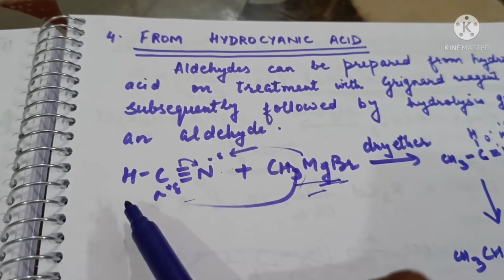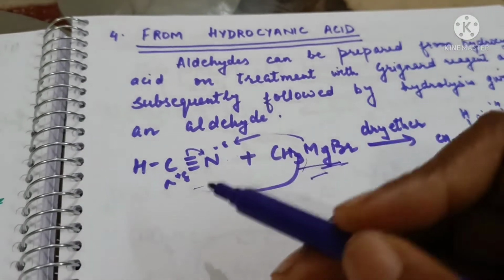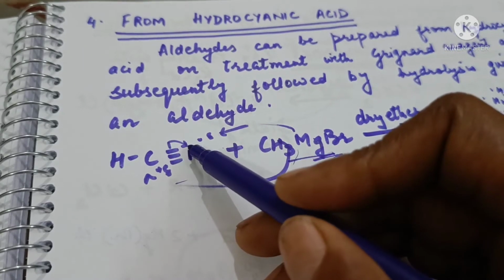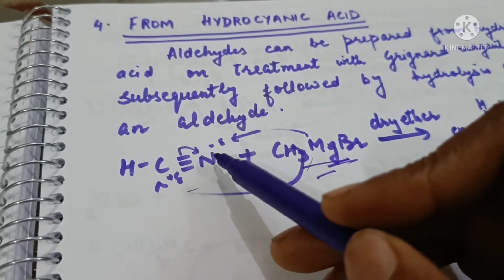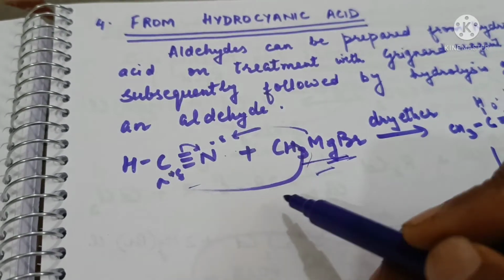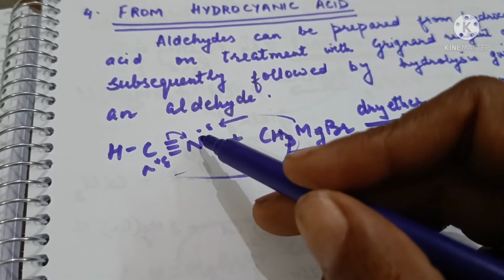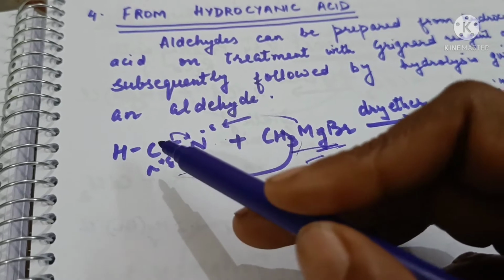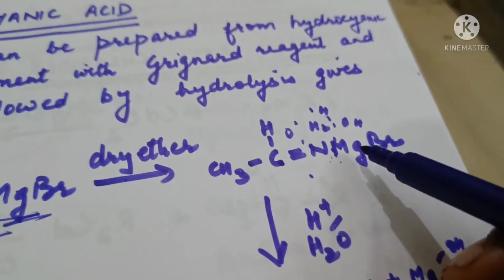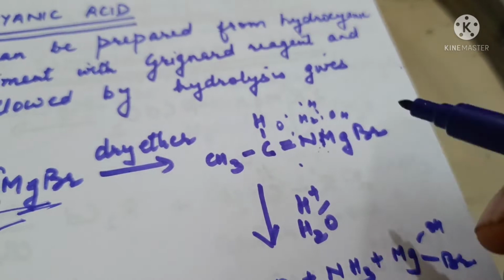Hydrocyanic acid reacts with Grignard reagent in the presence of dry ether. The electrons of the triple bond move here. One of the pi bond electrons moves to the more electronegative nitrogen atom. A positive charge comes here. So the negatively charged alkyl group moves here and positively charged MgBr moves to nitrogen. So what we get is CH3CH double bond NMgBr. Now on hydrolysis with water, water will break up and add on this compound.